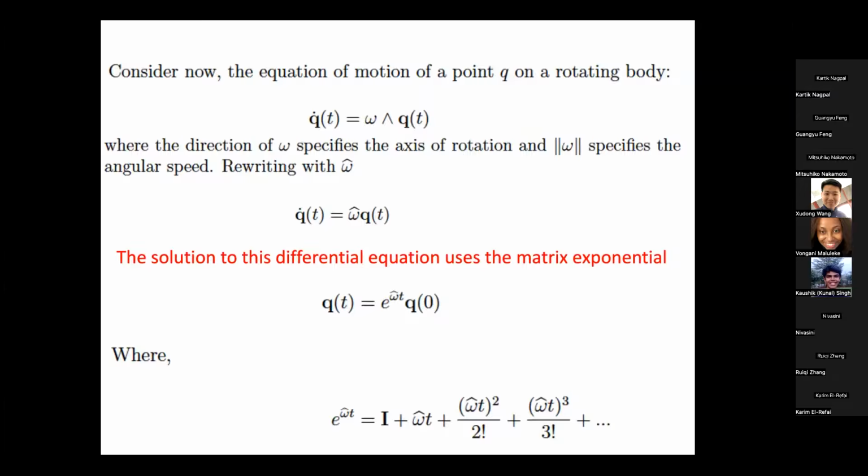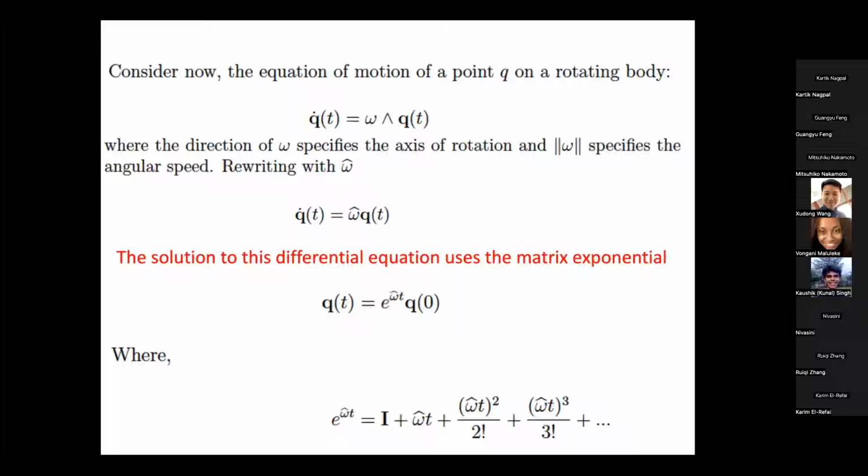So what do we have here? Now it's something which looks similar, except that we don't have these scalars. What we have are vectors and matrices. And it turns out that actually the whole story still works. So what we have here is this expression q of t equals e to the omega hat t q of 0. And this e to the omega hat t, what does that mean, right? Where omega hat is a 3x3 matrix.